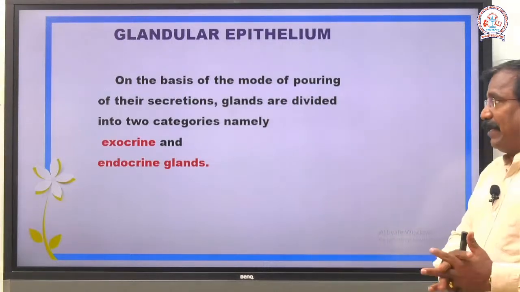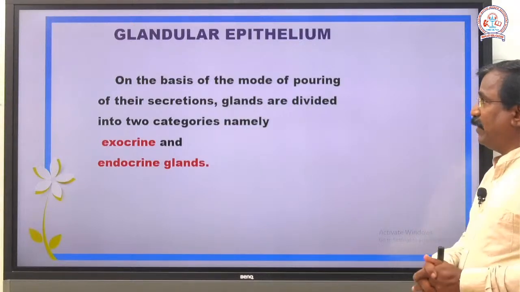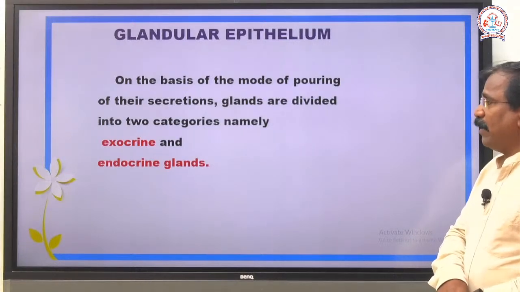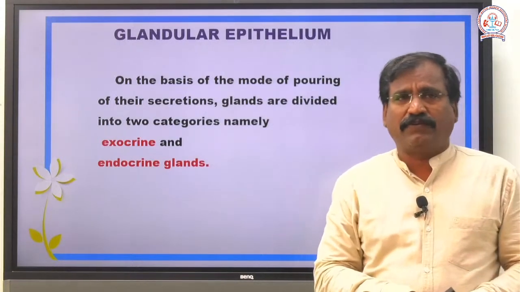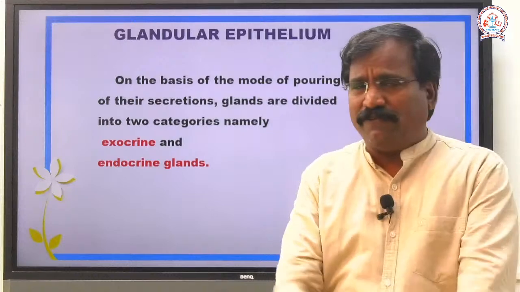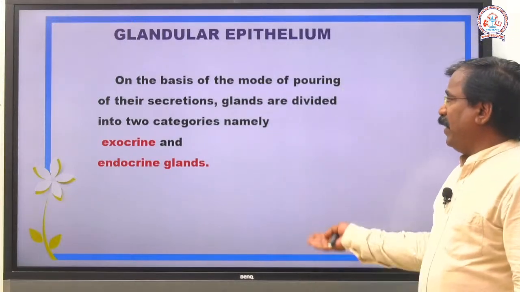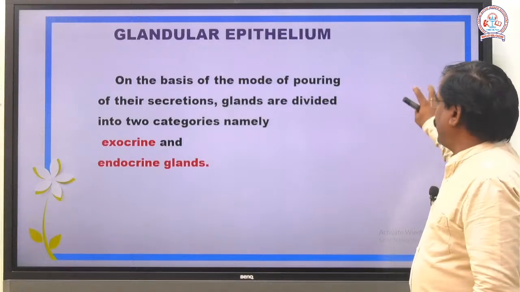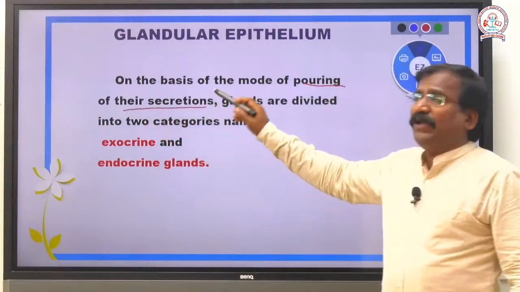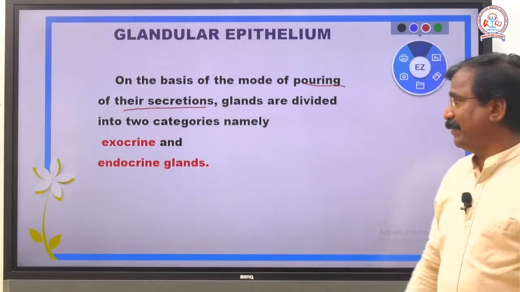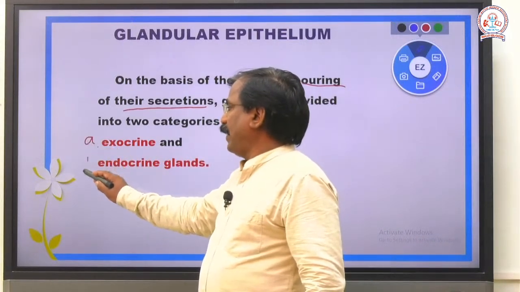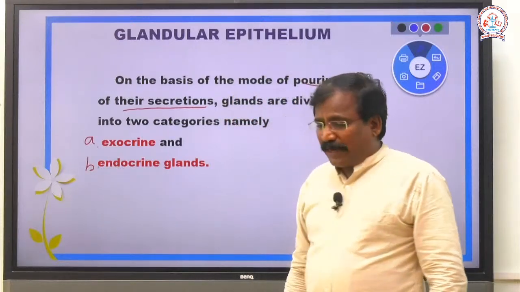We are discussing the types of glandular epithelium. Next, glandular epithelium is divided into exocrine and endocrine glands. Very important. What is the difference between exocrine and endocrine? The type is based on how they pour their secretion. Based on that, it is divided into exocrine and endocrine gland. So what is an exocrine gland?